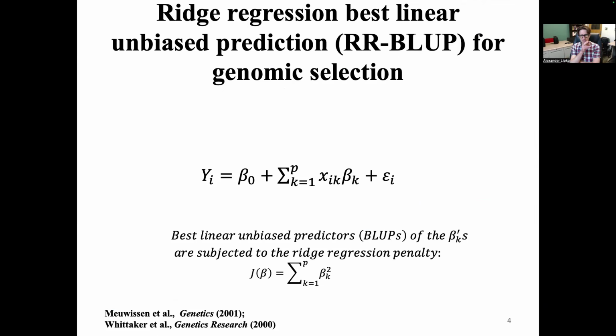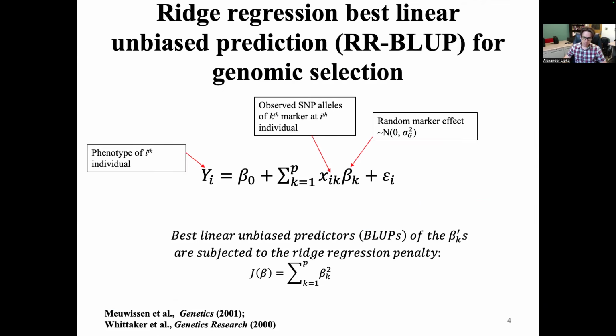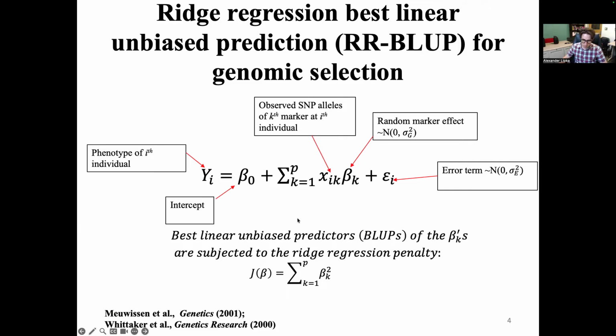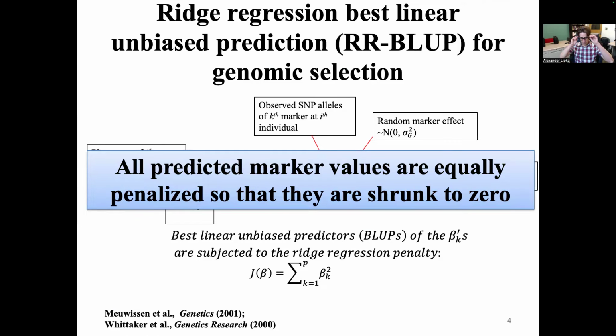So I'm going to dive into one particular genomic selection model called RR-BLUP. And here it is. We have the phenotype of the i-th individual over here, and then every single marker throughout the genome is included as a random effect. And then we have our error term and our intercept. The BLUPs of these marker effects are subjected to this ridge regression penalty. The thing to focus on for this penalty is that all predicted marker values are equally penalized so that they are shrunk toward zero.